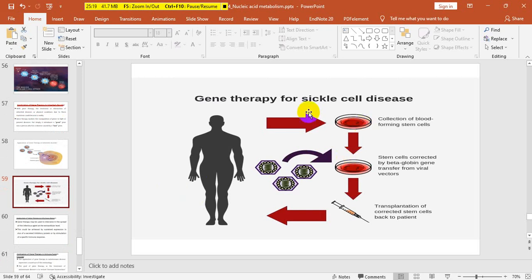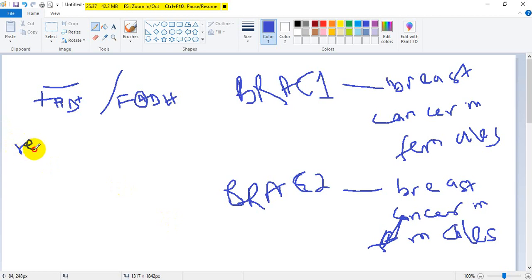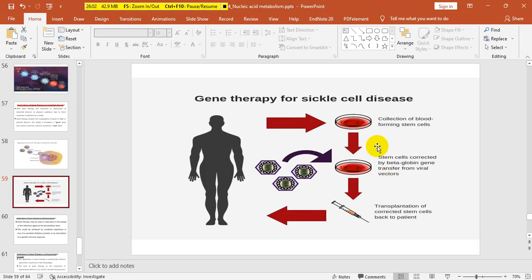So you can also use gene therapy for sickle cell disease, collection of blood forming stem cells. Stem cells are what? Baby cells that form the normal cells. So for red blood cells, the stem cells are called reticulocytes. Reticulocytes, they are the stem cells for RBCs. So people with leukemia and others, you see a lot of reticulocytes. So stem cells corrected by beta globin gene transfer from viral vectors. So when we correct the stem cells, then we put it back into the human being.